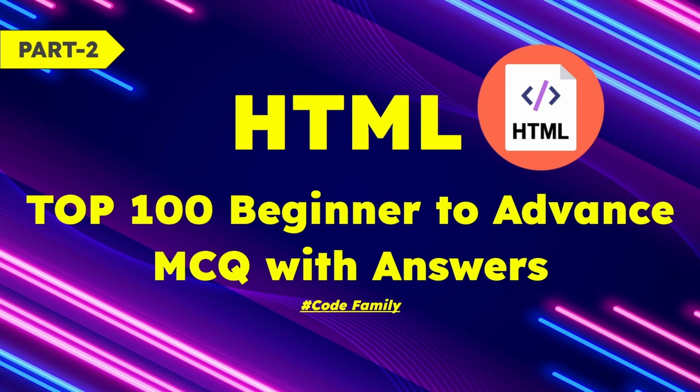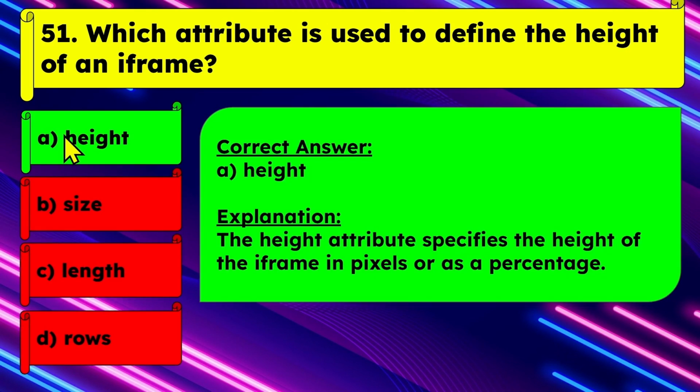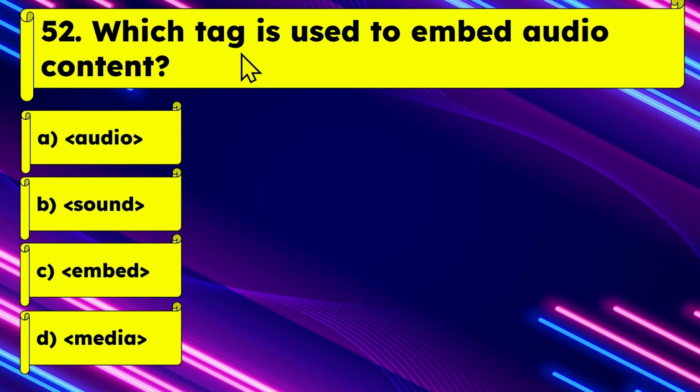So let's continue. Next question is, which attribute is used to define the height of an iframe? We have our four options. Option A says height, option B is size, option C is length, and option D is rows. So here the correct answer will be option A, which is height. As you can see in the explanation, the height attribute specifies the height of the iframe in pixels or as a percentage.